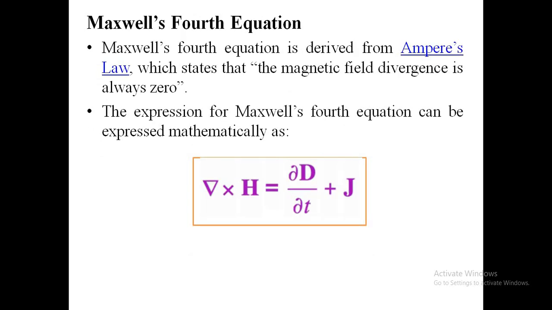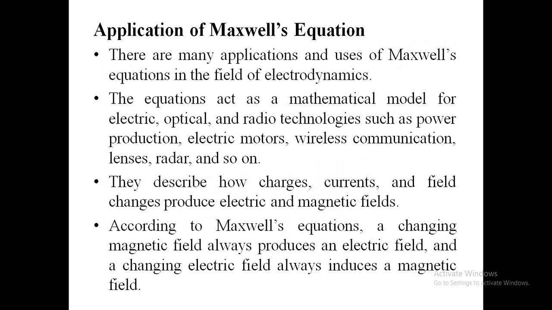Maxwell's fourth equation is derived from Ampere's law, which relates the magnetic field to the current, and the expression for Maxwell's fourth equation can be expressed mathematically as del cross H is equal to dou D by dou T plus J.